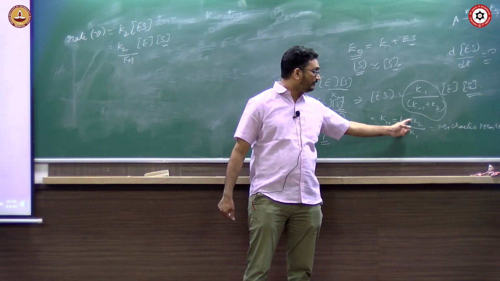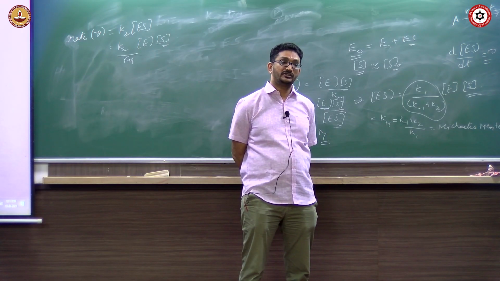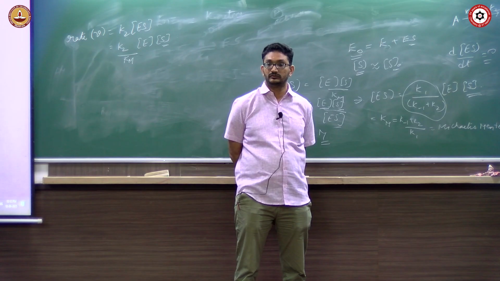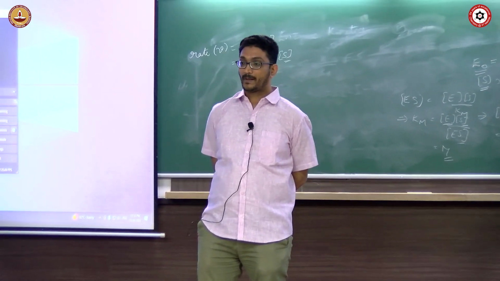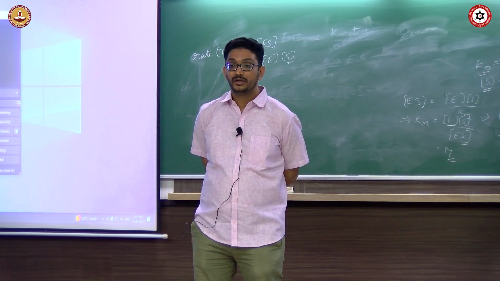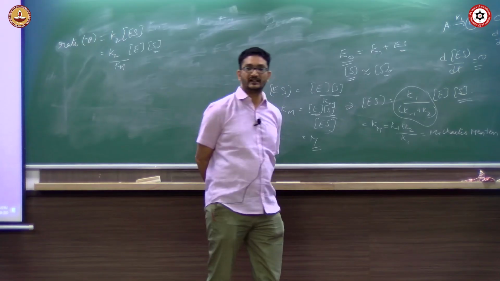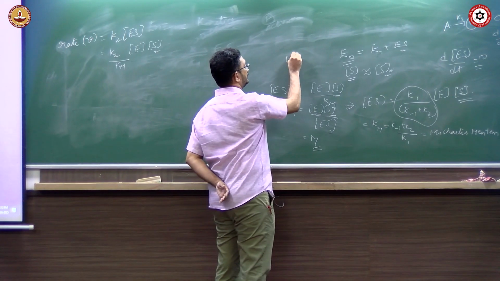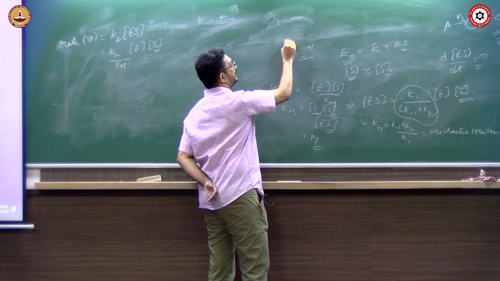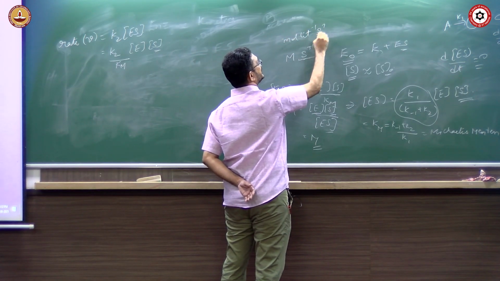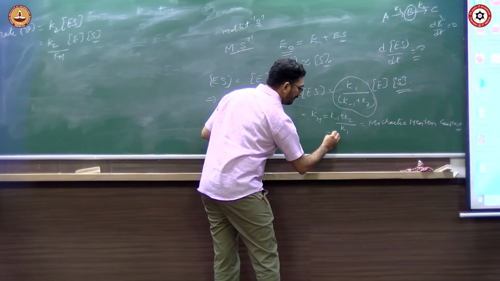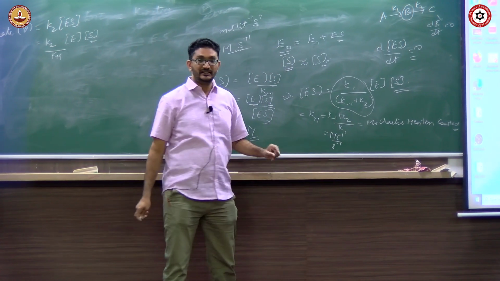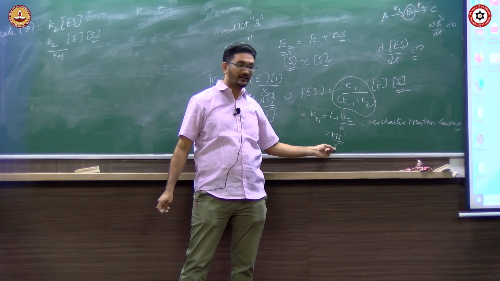So only if one of them is... what will be the units of the rate constant of a zero order reaction? Molar per second, that is mole per liter per second. So if Km has to have a unit of molar, these two will have molar into second inverse and this will have a second inverse. That means these two should be zero order reactions and this has to be a first order reaction, only then is that possible.